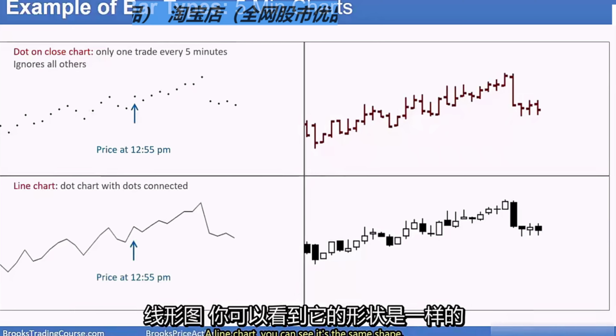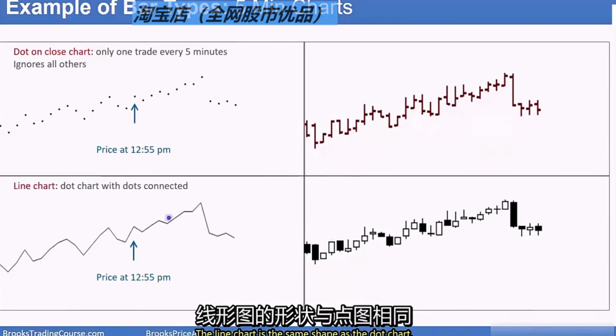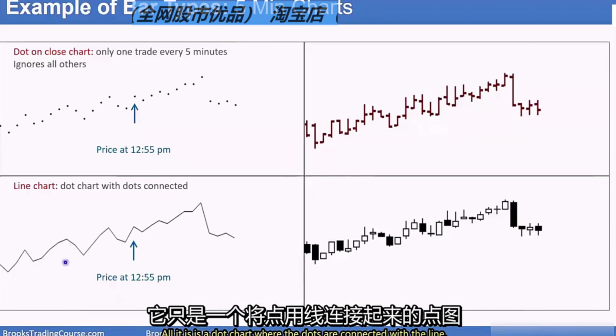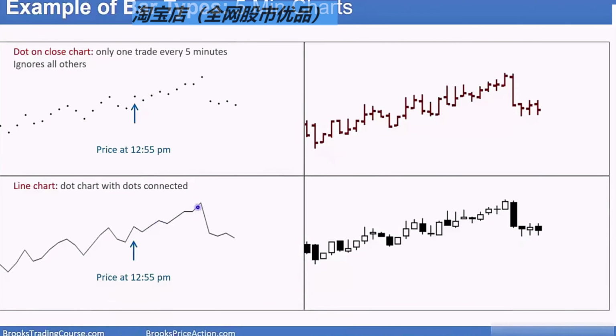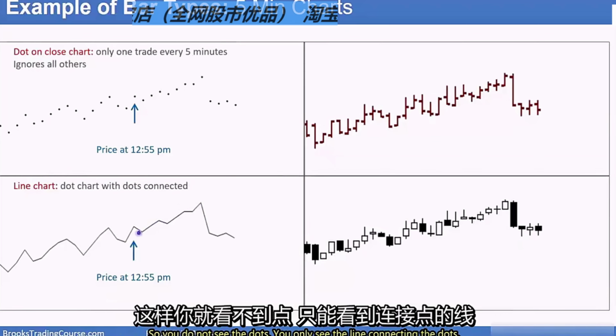A line chart, you can see it's the same shape as the dot chart. All it is is a dot chart where the dots are connected with a line. And you make sure that the size of the dots, when you're formatting the chart, are no bigger than the line, so you do not see the dots. You only see the line connecting the dots.